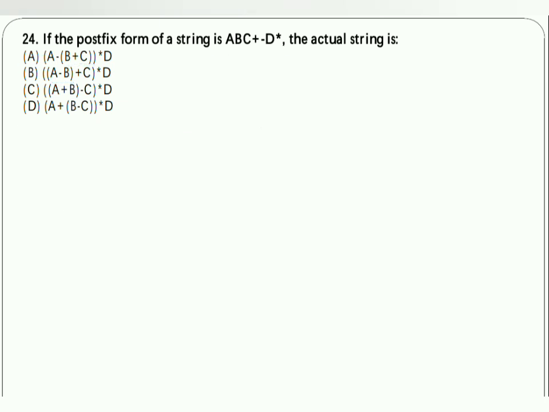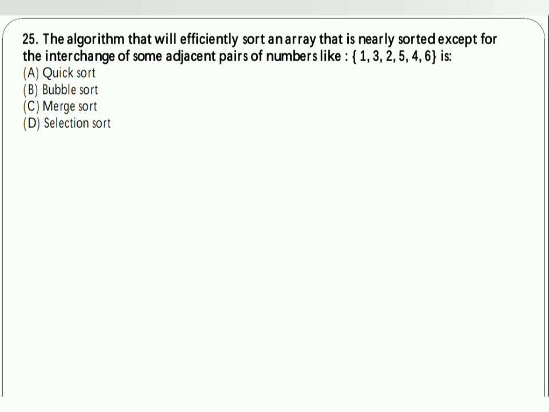Next one. The algorithm that will efficiently sort an array that is nearly sorted except for the interchange of some adjacent pairs of numbers, like 1, 3, 2, 5, 4, 6, is. Bubble sort will take big O of n time when the array is already sorted. Since the given array is almost sorted, other sorting algorithms give big O of n log n as the best case. So the answer is bubble sort.